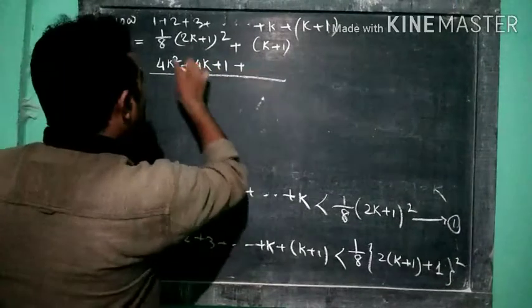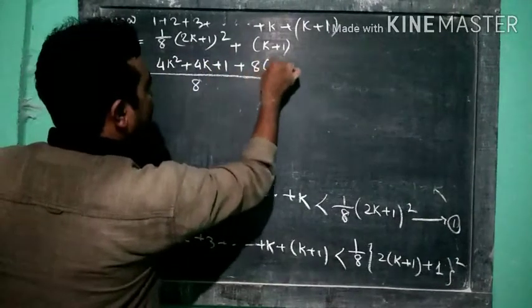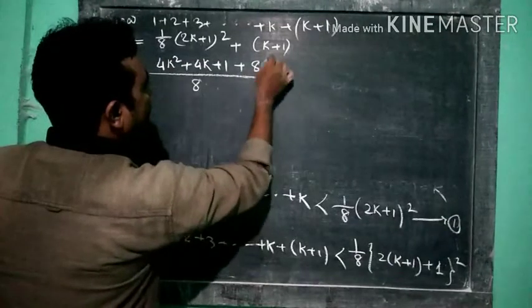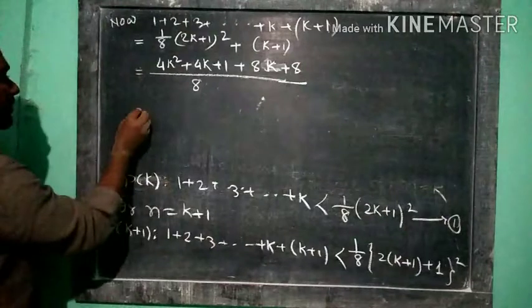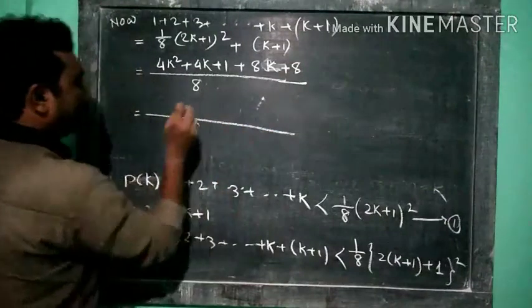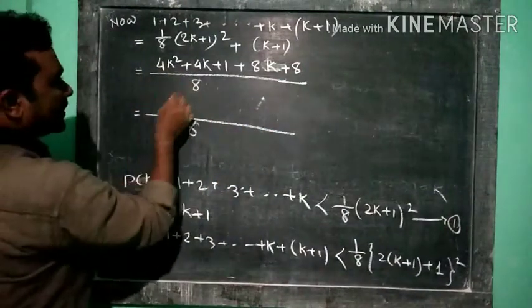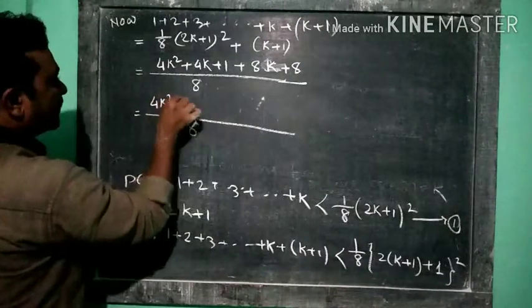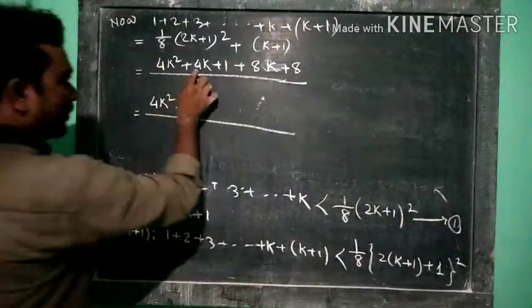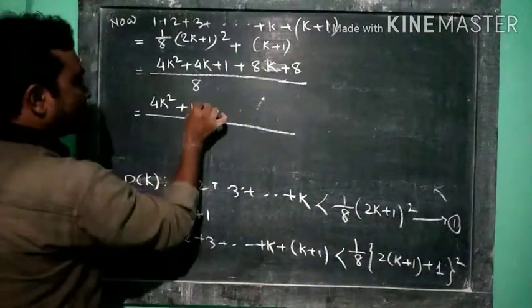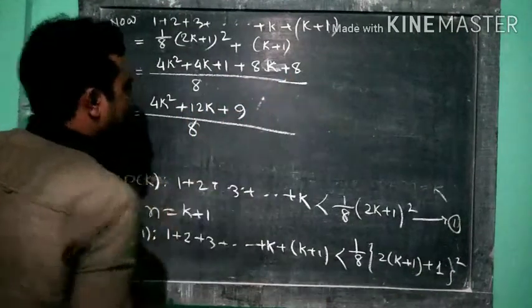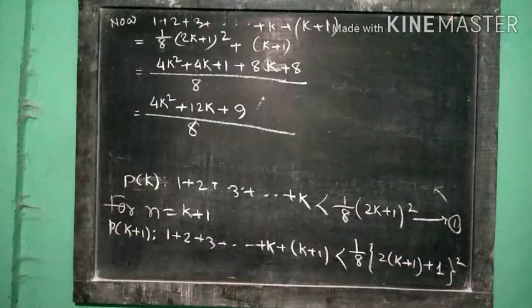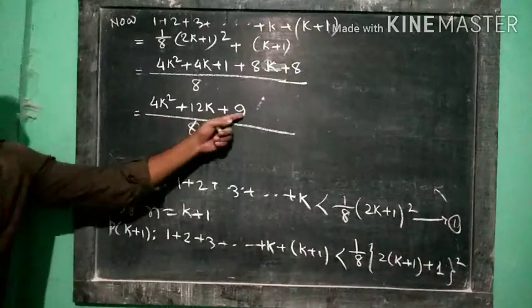Okay, plus 8 is multiplying with this, then we get 8 of 8k plus 8. So this is equal to 4k square plus 4 plus 8, 12k plus 1 plus 8 is 9. So we get 4k square plus 12k plus 9.